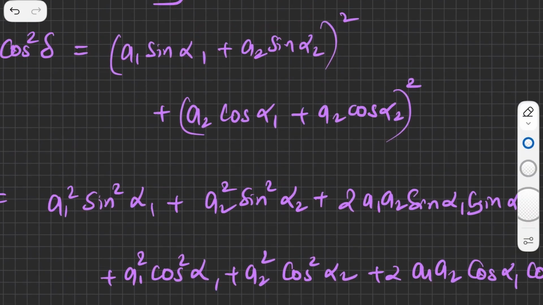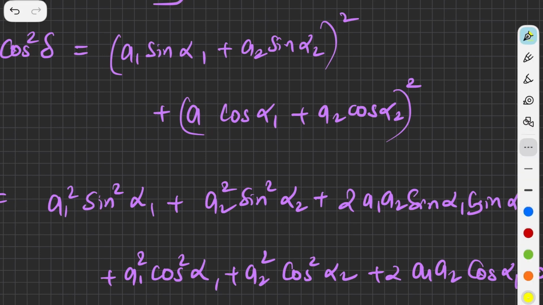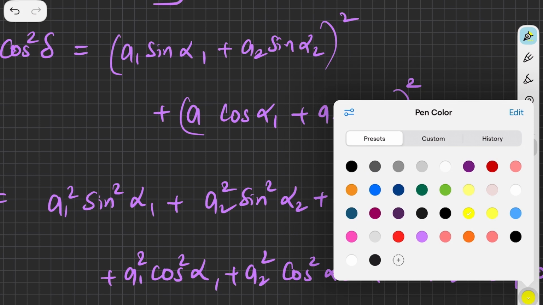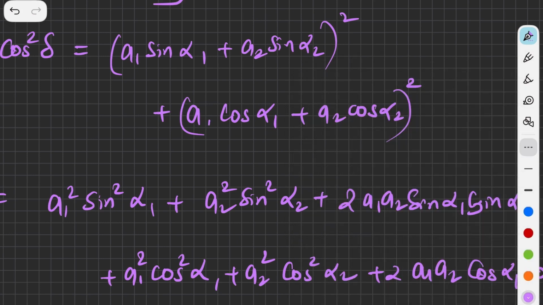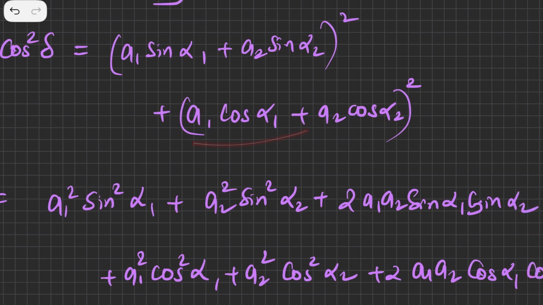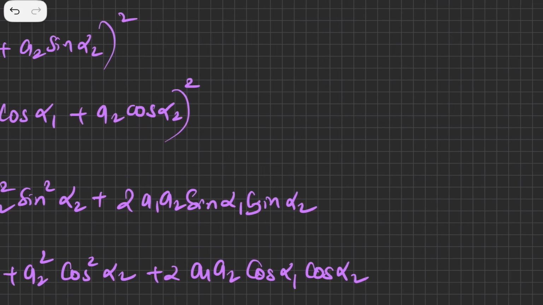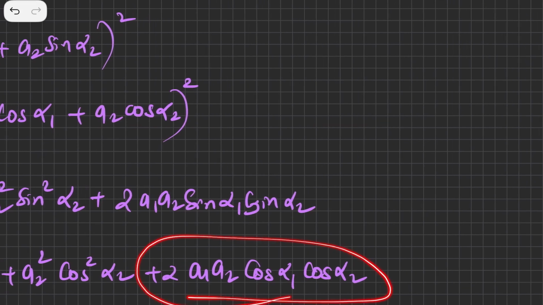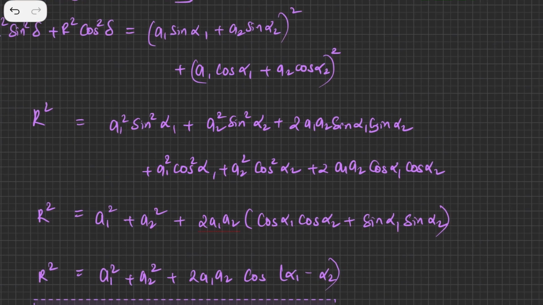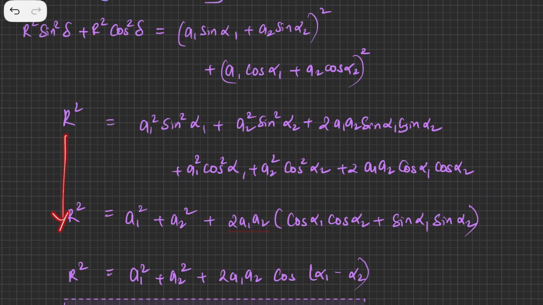I have just made a mistake over here. Now a1 cos alpha 1, a1 square cos square alpha 1, a2 square cos square alpha 2, and 2 a1 a2 cos alpha 1 cos alpha 2. Now the left hand side remains as it is.